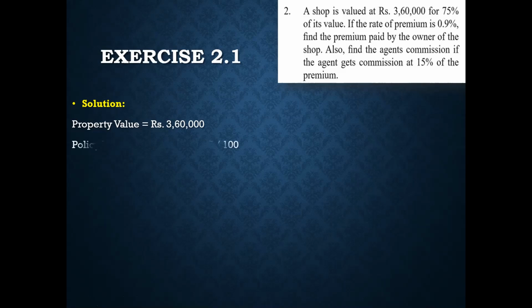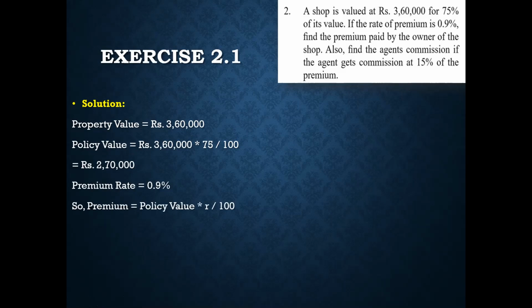So that represents your policy value. So 75% of 3,60,000 will give you 2,70,000. Rate of premium is given 0.9%. So by using the formula, premium is equal to policy value into R upon 100. You calculate 0.9% of 2,70,000, which gives you 2,430. So the premium amount is rupees 2,430.